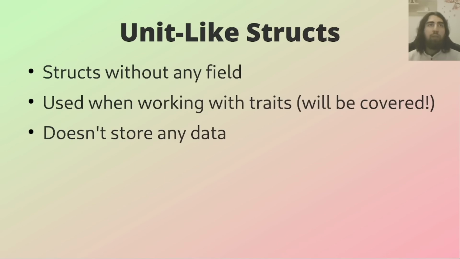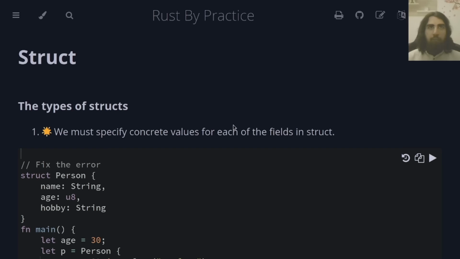And then we have unit-like structs, and these are structs without any fields, meaning they don't hold any values. And it's mainly used when working with traits, and this will be covered soon. And that means they don't store any data.